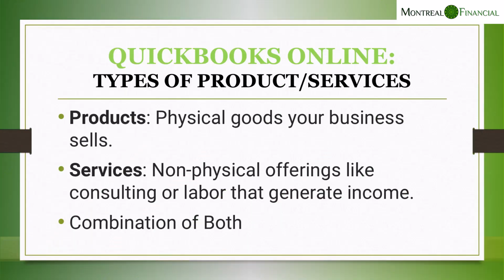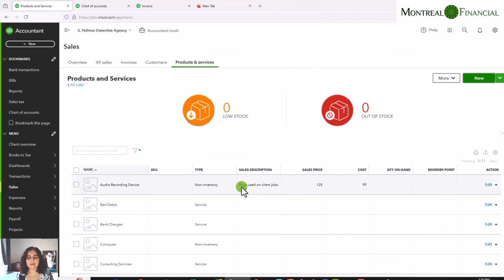So the types of products or services that you can have in QuickBooks Online are physical goods. So the Sherlock Holmes Detective Agency sells things like audio recording devices and magnifying glasses. Those would be the physical goods. Or you could have services, and in their case, they sell consulting services, surveillance services, and detective services. So let's take a look at an existing product or service.